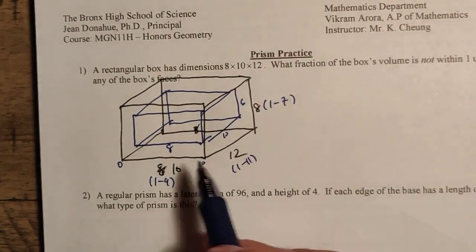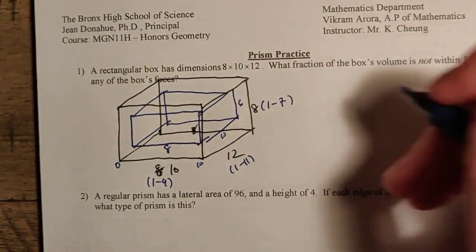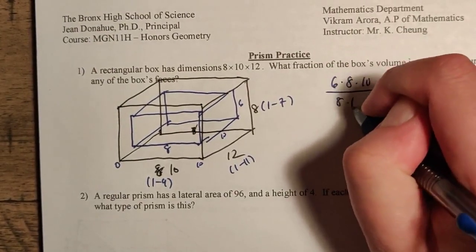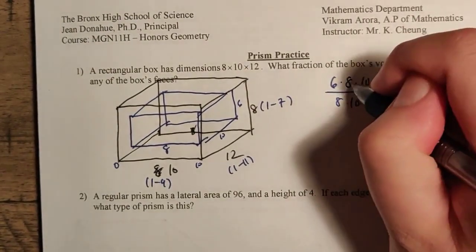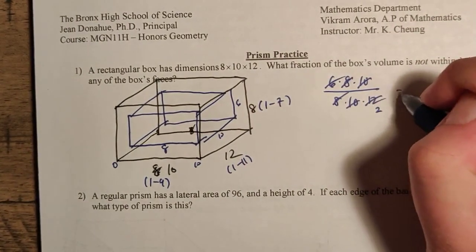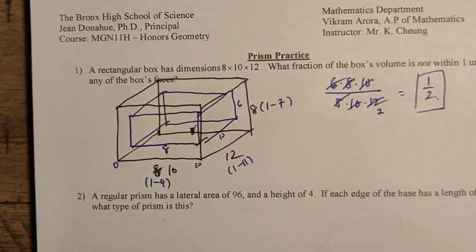So basically, what fraction of the volume of the box is this blue volume over the entire black volume? This is going to be 6 times 8 times 10, all over 8 times 10 times 12, and we see how very fortunately the 8s drop out, the 10s drop out, the 6 and the 12 leave a 2 behind, leaving us with a very convenient 1/2. Okay? Let's move on to number 4.